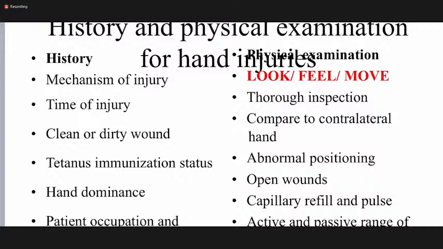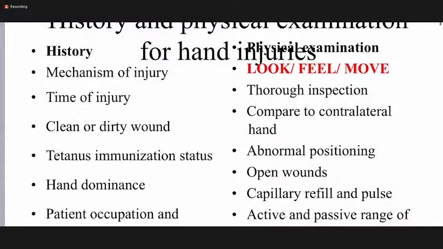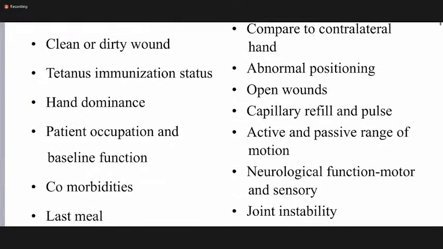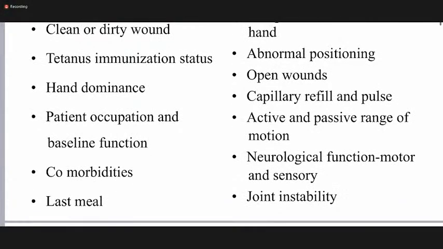Check whether the patient is right-handed. You have to check the occupation of the patient and also the function before the injury. Did they have any other issues? Comorbidities like diabetes, hypertension, asthma. We know very well many of these comorbidities affect function. For example, a patient with diabetes will have a high risk of getting infection, so one has to be careful. Check the last meal in case they need to go to theater.